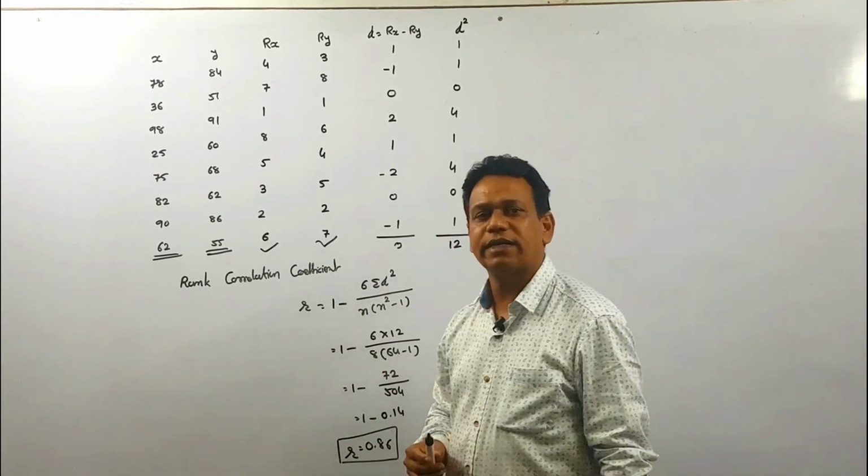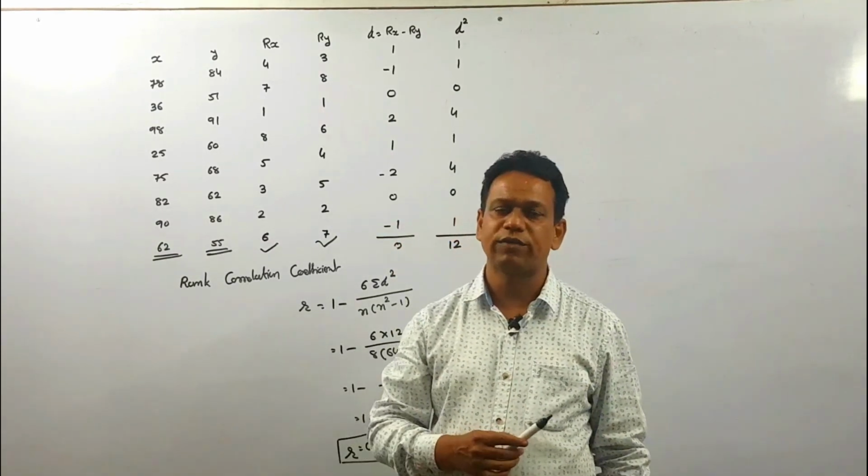R is equal to 1 minus 6 sum of d square divided by n into bracket of n square minus 1.